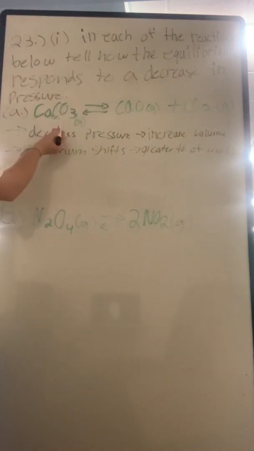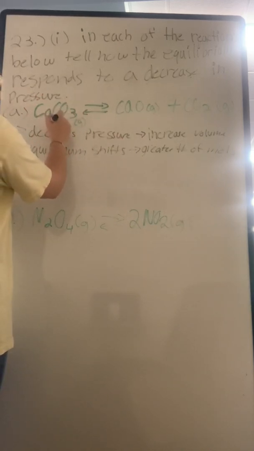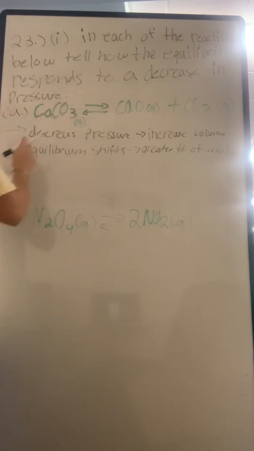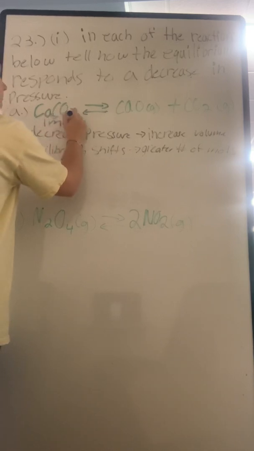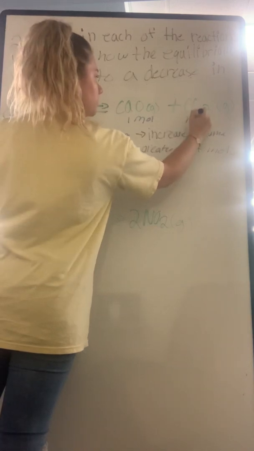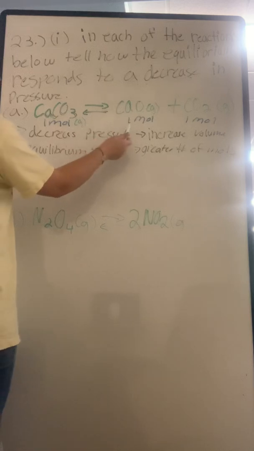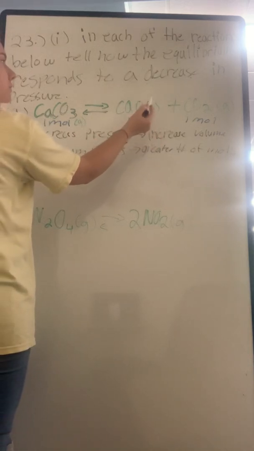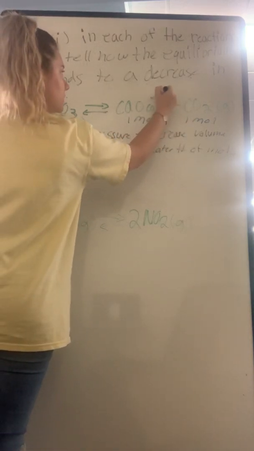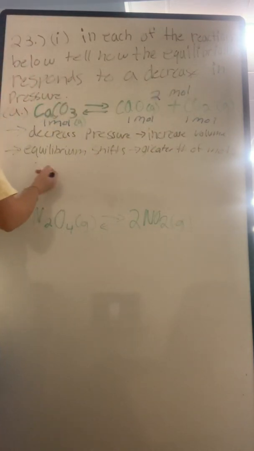So we should calculate the number of moles. So look at the coefficients. There is 1 mole here. Let me switch colors. 1 mole here. And then this is 1 mole and 1 mole. So there's 1 mole of CaCO3, 1 mole of CaO, and 1 mole of CO2. And then you add them together. So it's really 2 moles. So it shifts towards the greater number of moles.